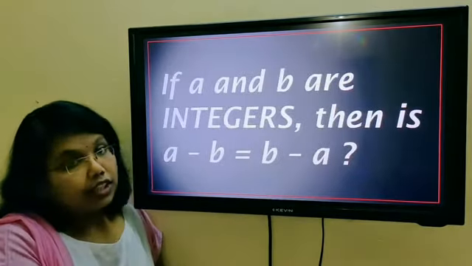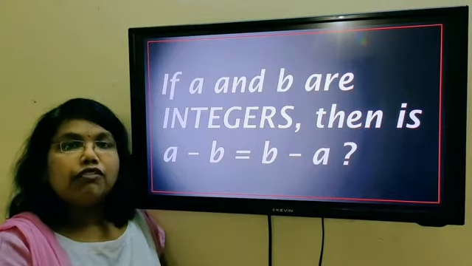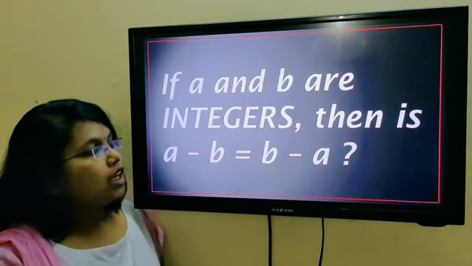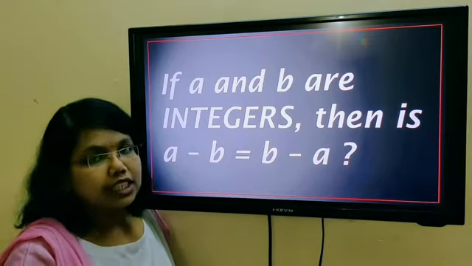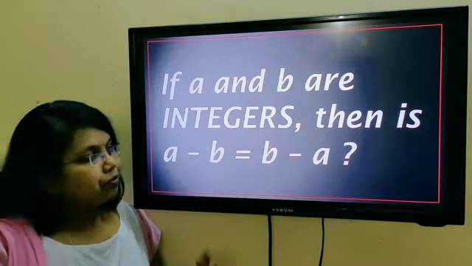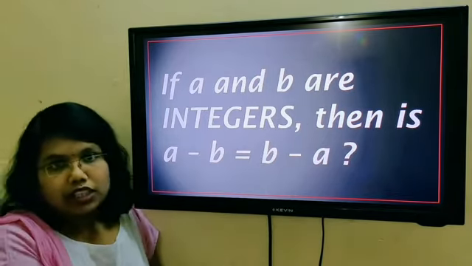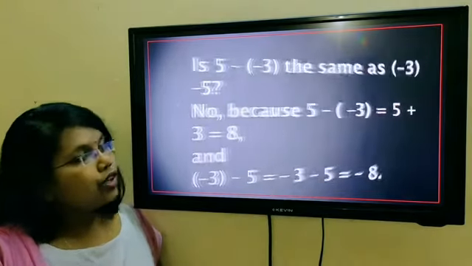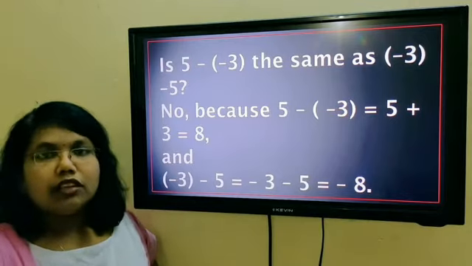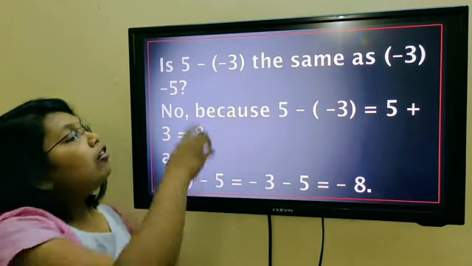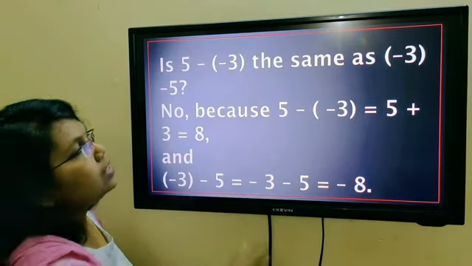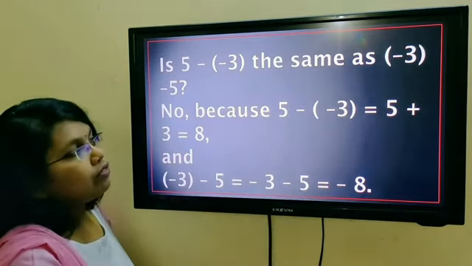Next, let's check whether it's applicable for subtraction also. If A and B are integers, then A minus B equals B minus A. Is that true? Of course, we can say that it's not, but still we have to verify. Now, how do we verify? We put the numbers and see whether it applies or not. 5 minus -3 is the same as -3 minus 5.